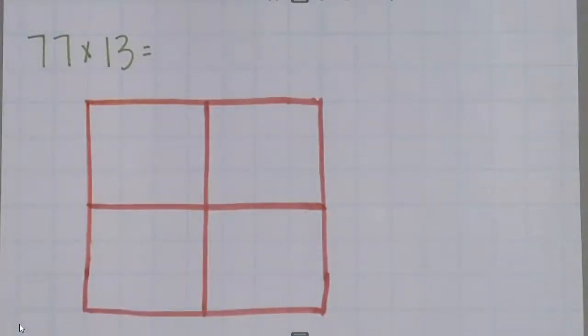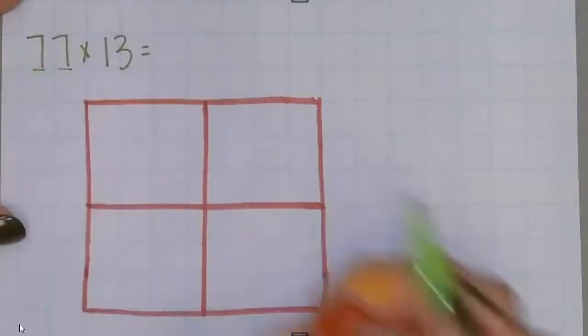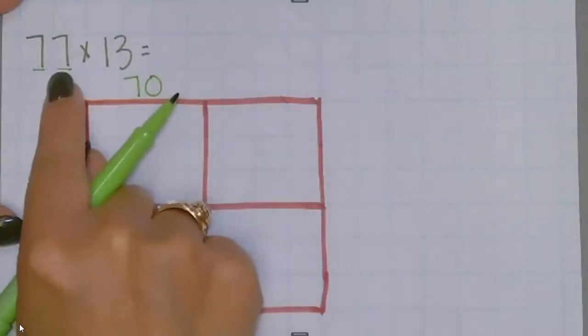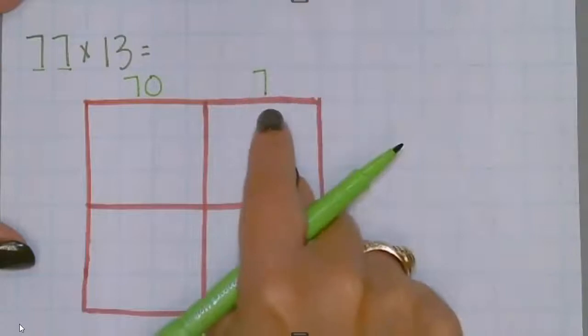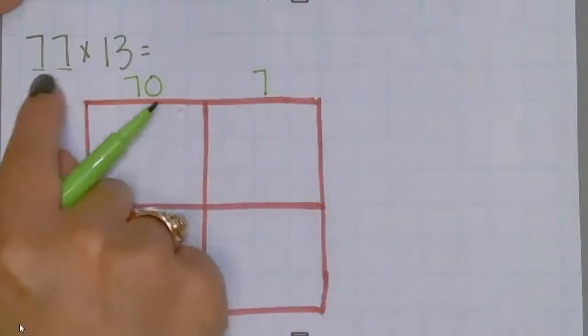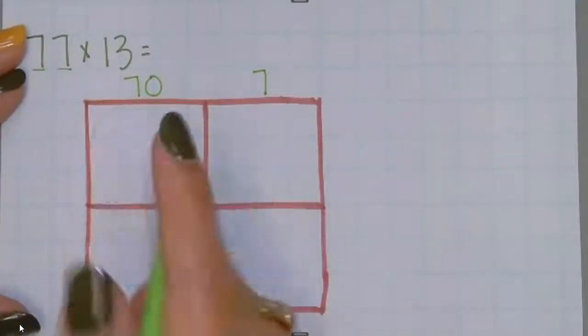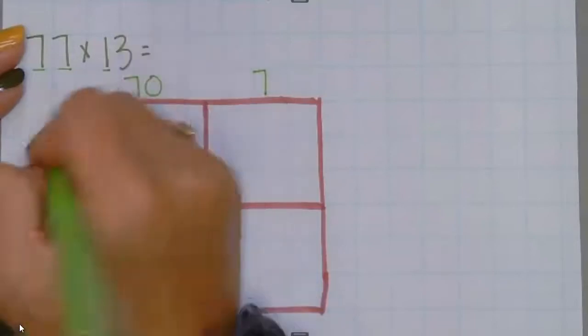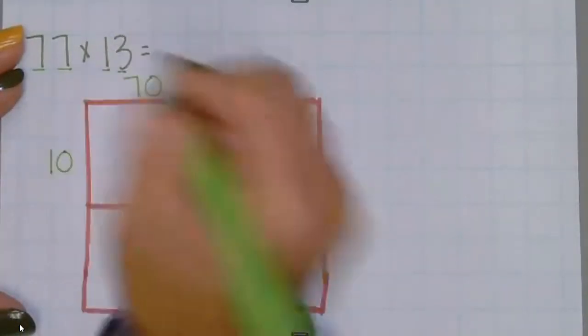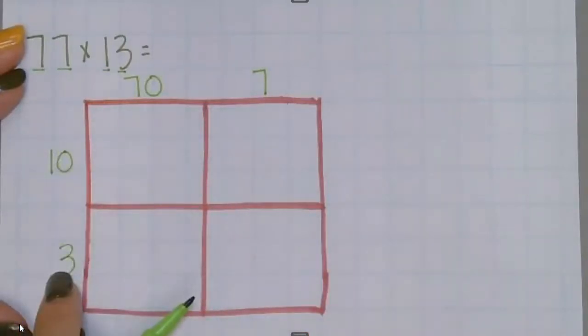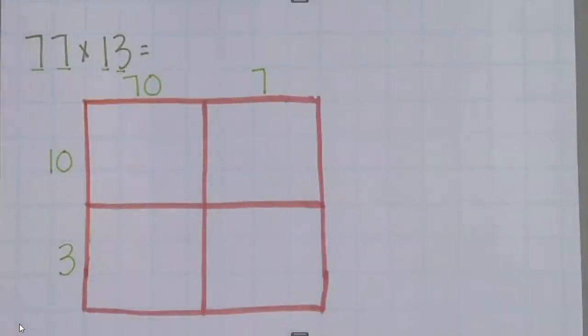So now that we have our box, we're going to take our first number, which is 77, and break it up by place value. I have 7 in my tens place, so that represents 70, and I have 7 in my ones place, so that represents 7. If you add these two numbers together, it should equal this number: 70 plus 7 is 77. On the side, we're going to do our 13, so we have a 1 in the tens place, which represents 10, and a 3 in the ones place, that represents 3. Again, if you add these two numbers together, you should get this one number: 10 plus 3 equals 13. That's how I know that I have done my separating correctly.